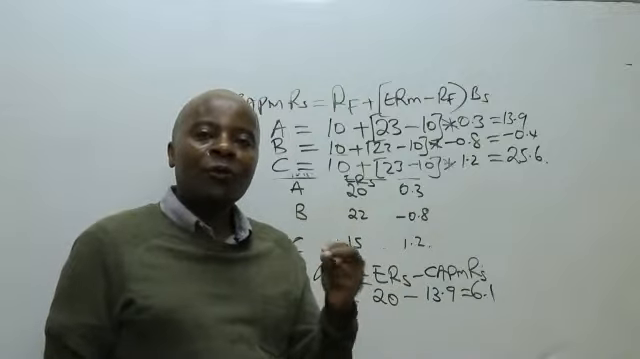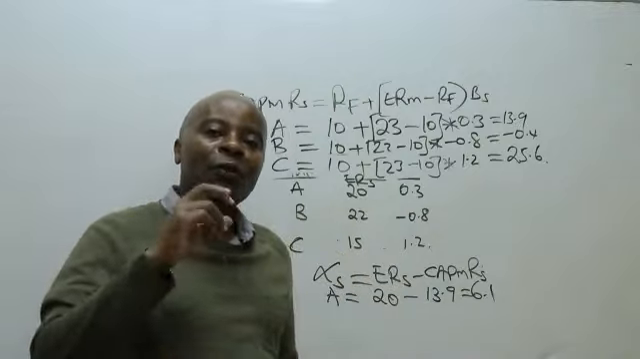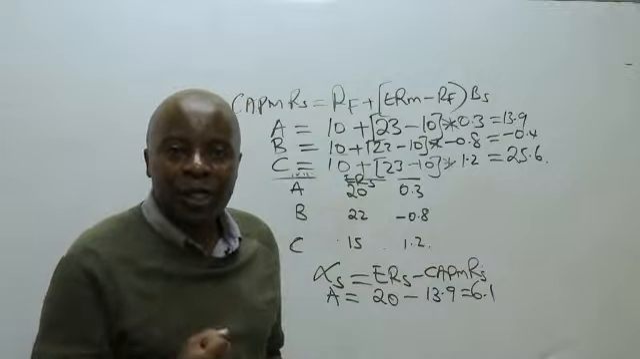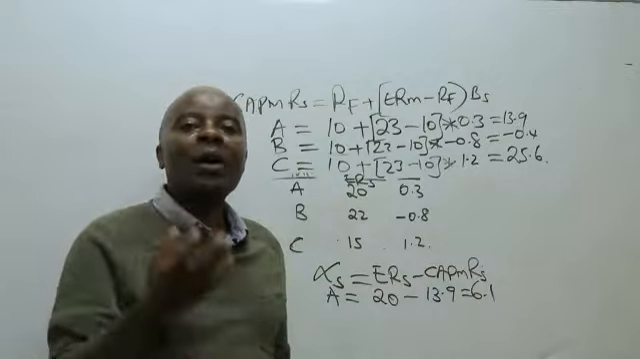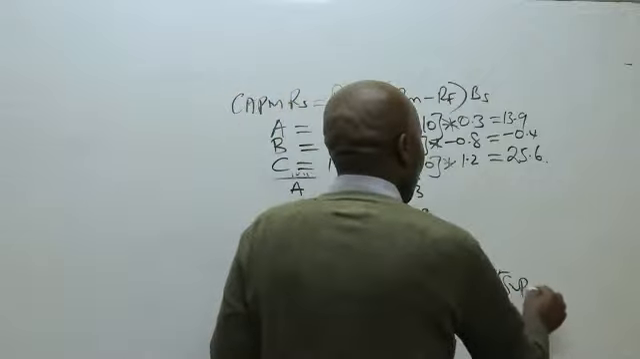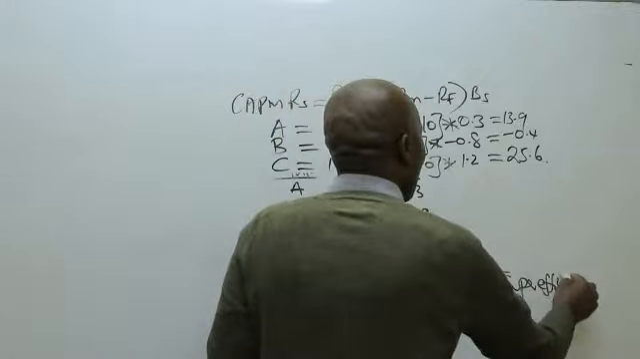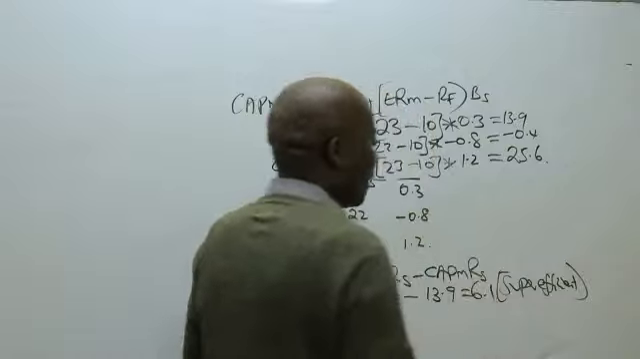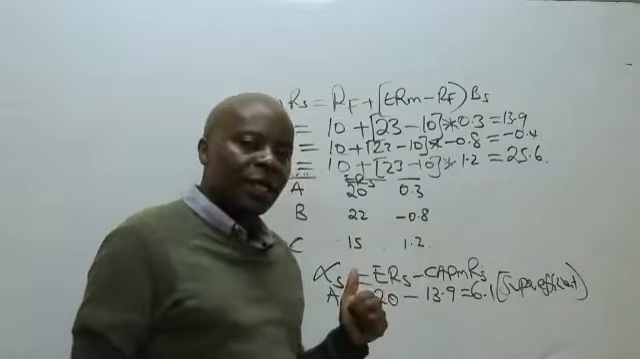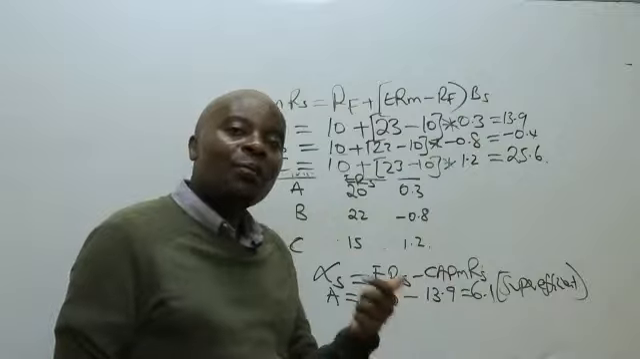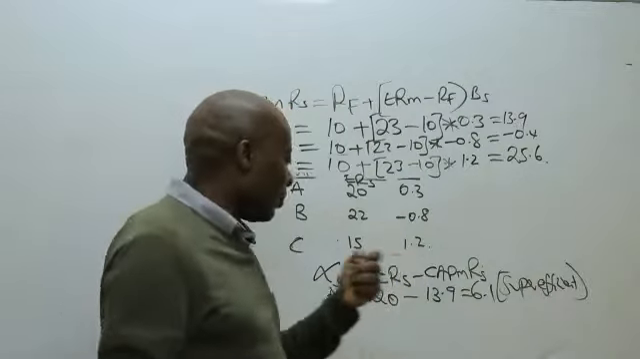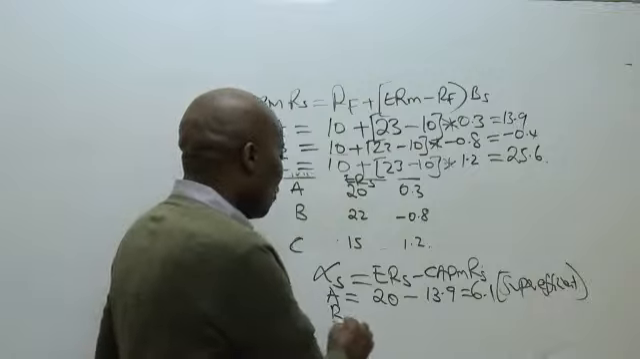A is a profitable security. If it's a profitable security, what name do we give to it professionally? We call it a super efficient security. Any profitable security, any security whose alpha is positive, meaning this is a profit, straight away the security becomes super efficient. From there we go to B.